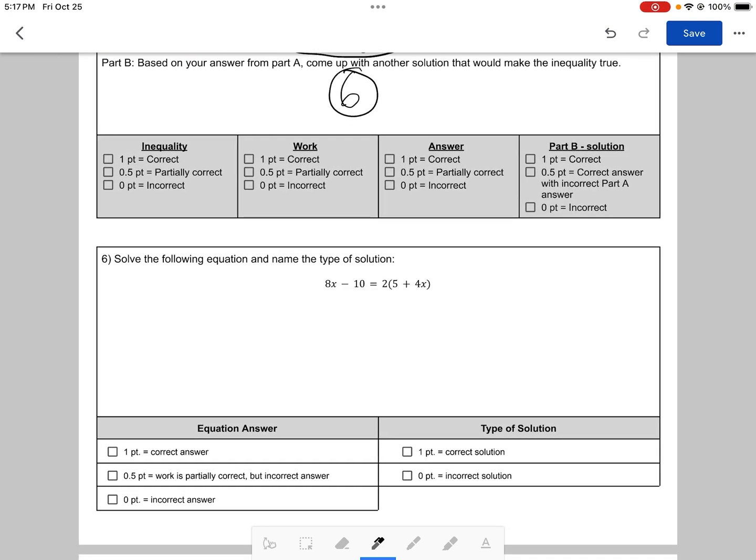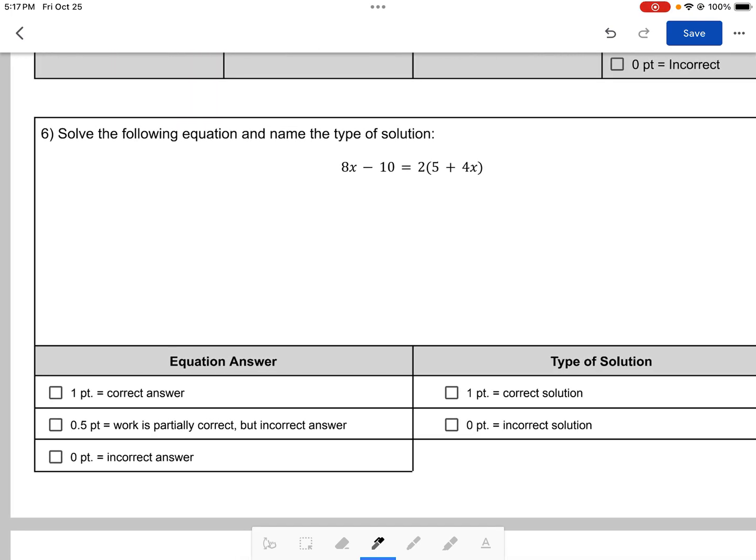And now moving down to the very last problem, it says solve the following equation and name the type of solution. So this is going back to when we talked about infinitely many, no solution, and one solution problems. So I'm going to bring down my 8x minus 10, my equal to. Remember that I'm going to distribute this 2 to both parts of my parentheses. When I distribute, I multiply. 2 times 5 is 10, and 2 times 4x is 8x.